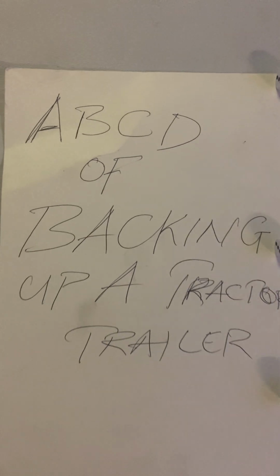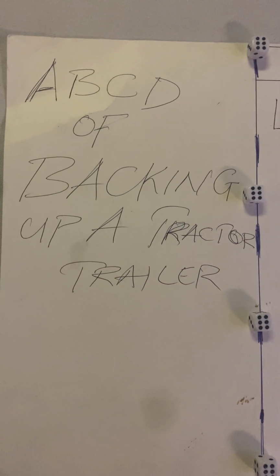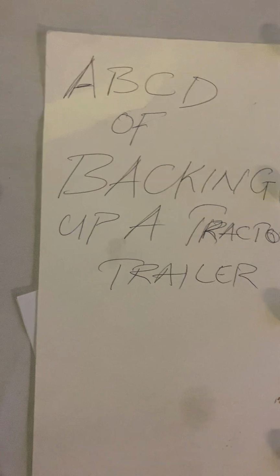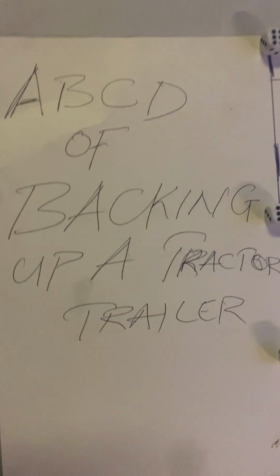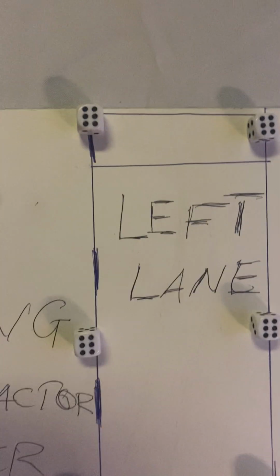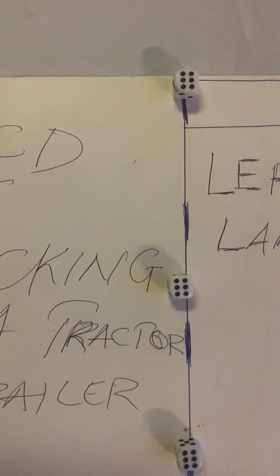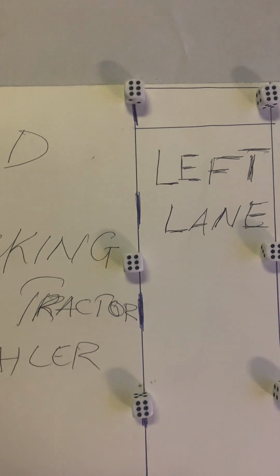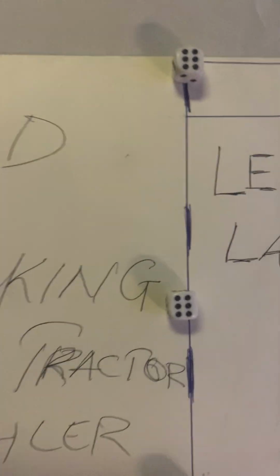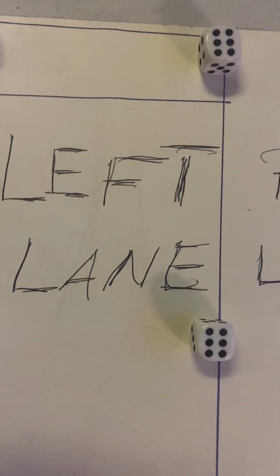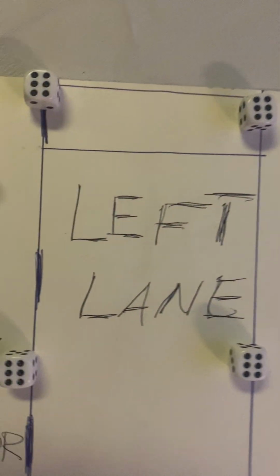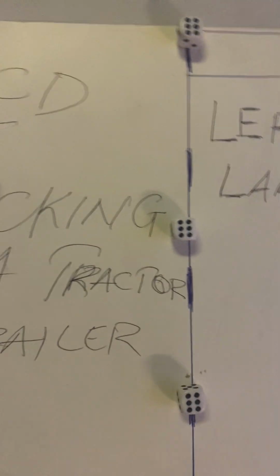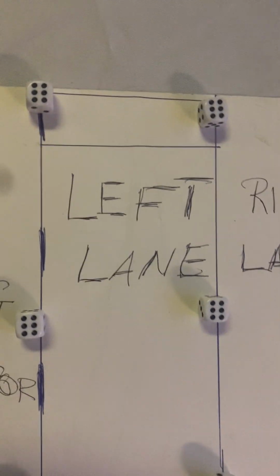I'm teaching the ABCD of backing up a tractor trailer. Before you back up a tractor trailer, you should understand the ABCD of backing. And then you should also understand the lanes. The truck moves in one of these two lanes. It either moves from the left lane to the right lane, or from the right lane to the left lane. And then you should also understand where your left turn is and where your right turn is.